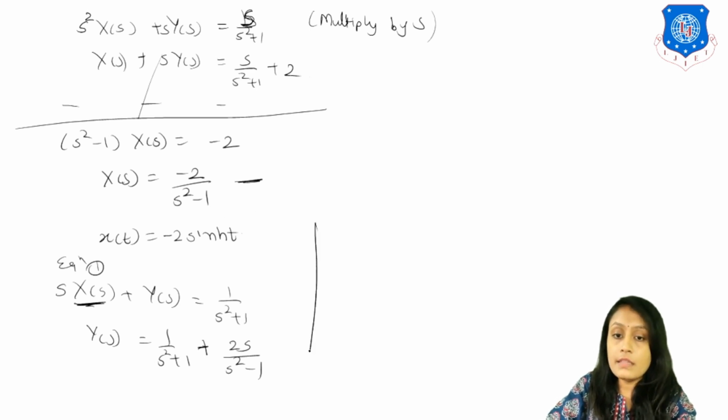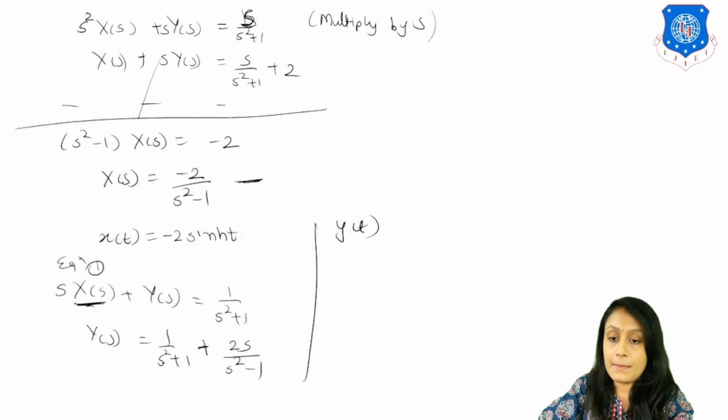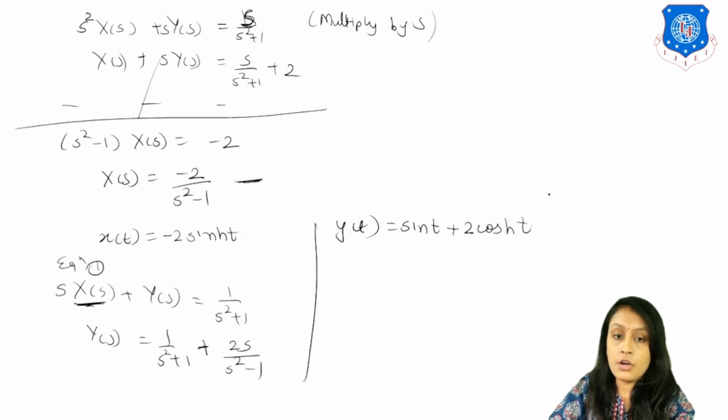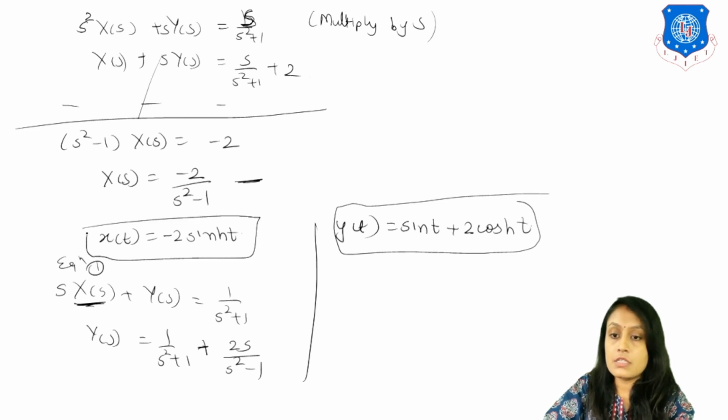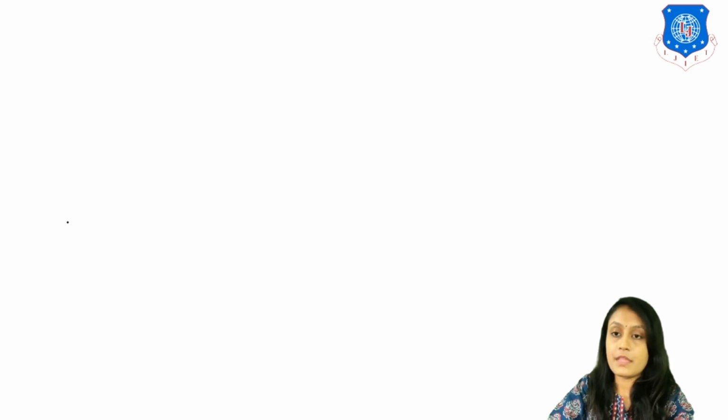Now we need to find y(t). So we have to find the Laplace inverse of this term. Laplace inverse of 1 upon s square plus 1 is sin t. And Laplace inverse of 2 is constant, so 2 as it is. s upon s square minus 1 is cosh t. So your y(t) is this, and x(t) is this. So this is the solution of the ordinary differential equation, right? I hope you have understood throughout the section. Thank you for watching.